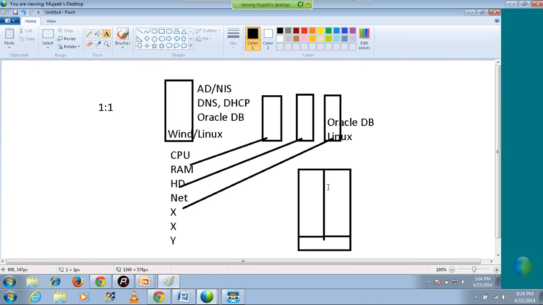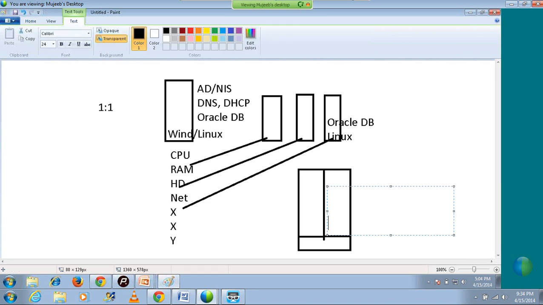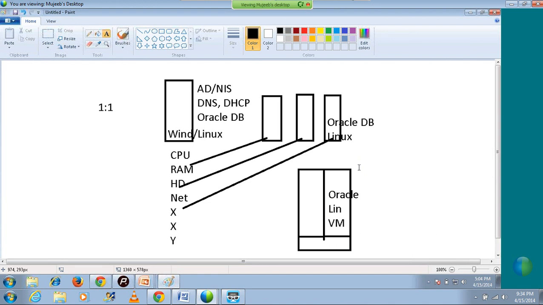Let us say it is my VM, and here you have installed Linux, and on top of it you are running your Oracle database. Now, keep this in mind that ultimately virtual machines run on physical machines. If there is no physical machine, virtual machine cannot exist.